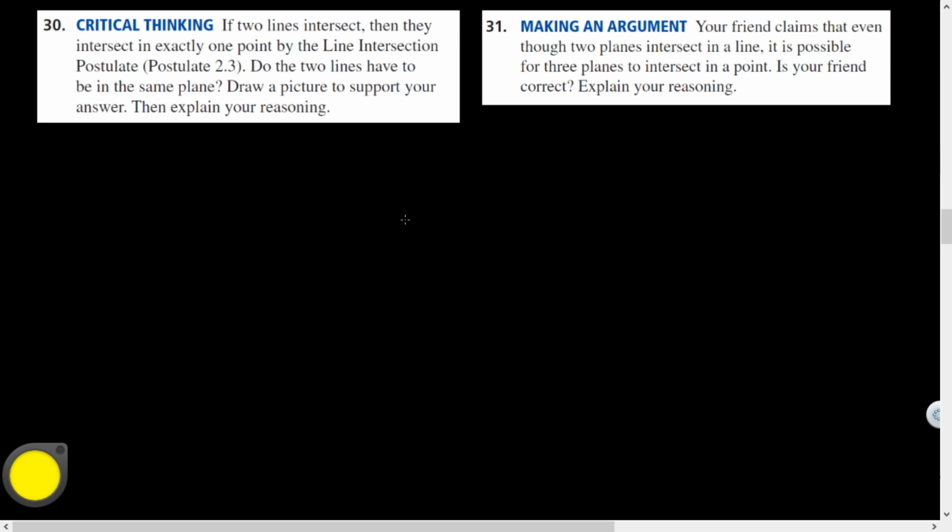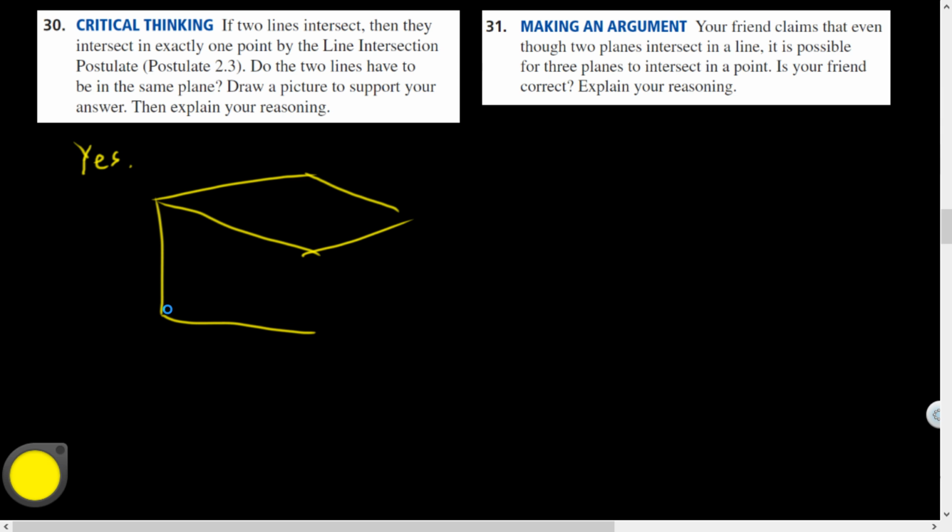It says, if two lines intersect, then they intersect at exactly one point by the line intersection postulate, also known as LIP. Actually, not. No one calls it that. Stop calling it that, guys. Do the two lines have to be in the same plane? Draw a picture to support your answer. I'm going to say yes, because they intersect. Okay? So I'll draw my answer first. This was my picture here.